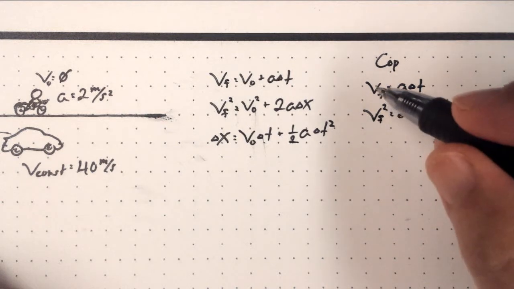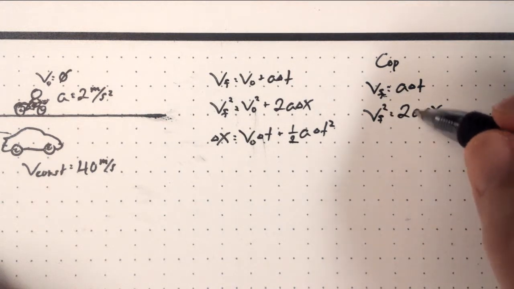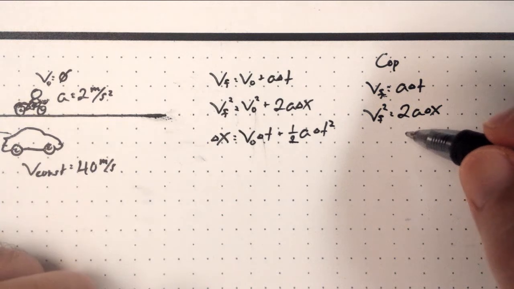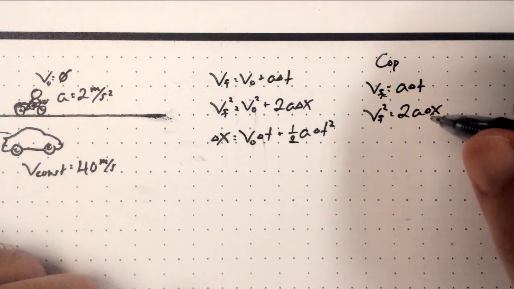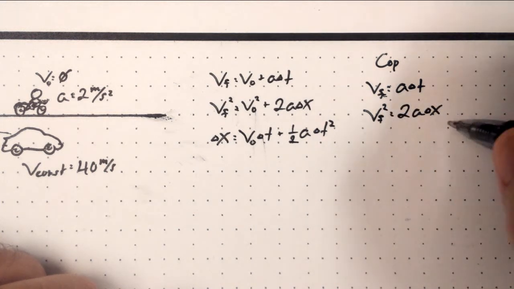Can't really solve these though. Final velocity is an unknown, time's an unknown. Acceleration we know, it's 2. I don't know how far he goes, but the acceleration is 2. So these 2 equations are not extremely helpful right now because I have 1, 2, 3 unknowns and only 2 equations there.